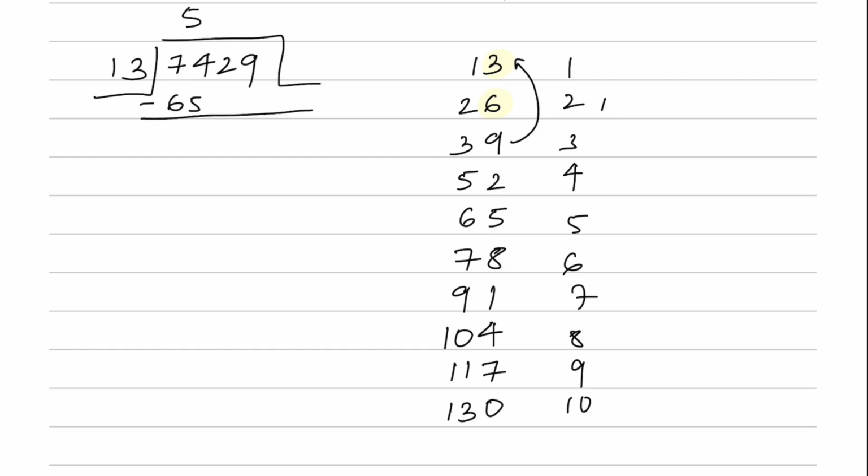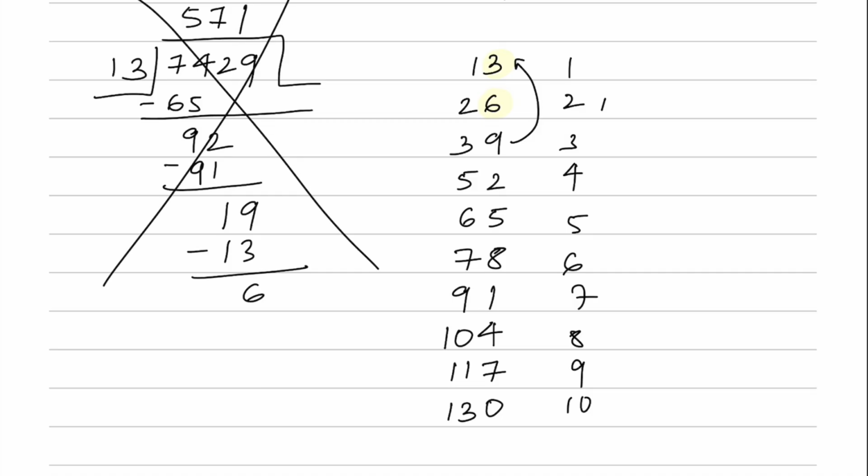If you subtract this, you have 9 left over. Then we'll take the 2 down. Next we have 13 7s are 91. Again 1 is left over. If you take that 9 down, you have 13 1s are 13. Again 6 is left behind as a remainder. So even this is not working out.